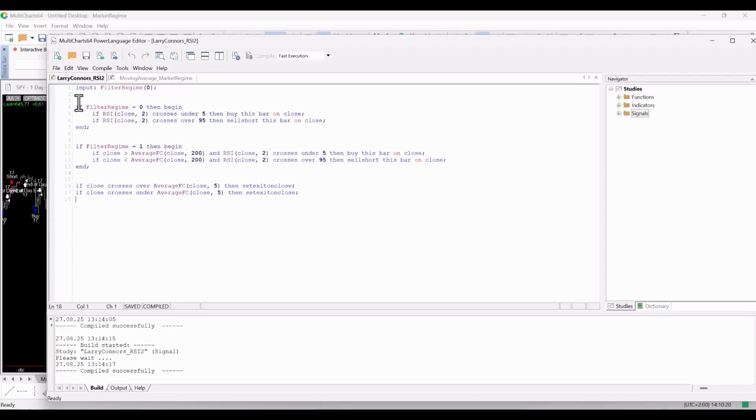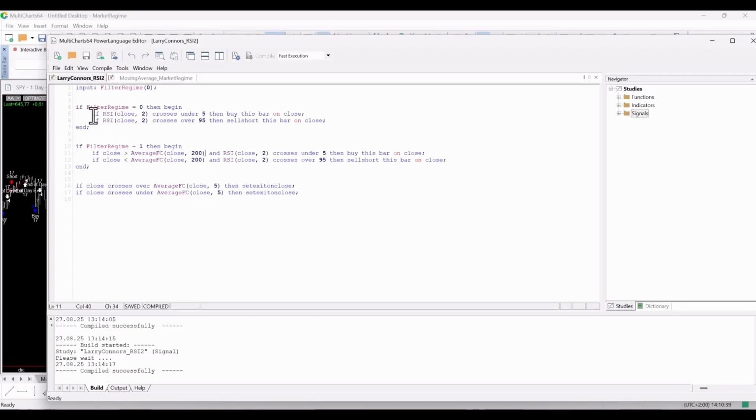And what does this input do? If it's set to 0, we won't apply the moving average filter to determine what market regime we're in. But if the input is set to 1, as you can see, we'll use the moving average to filter the trades accordingly. So the base strategy, as you can see, is very simple.